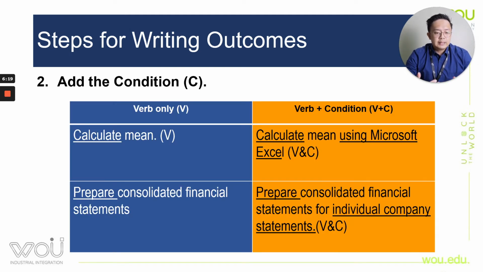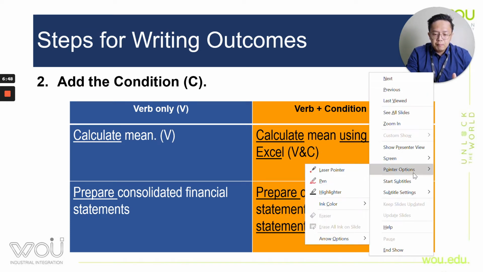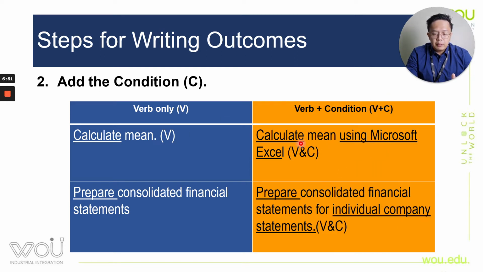So we can look at the examples over here. Calculate the mean: you only have the verb, which is calculate. By having just one component, it will not make the learning outcome good, right? In order to prepare a good learning outcome, you must have at least two components: verb plus condition, or verb plus standard. If you want to go for verb plus condition, V plus C, you can modify the existing course learning outcome into something like this: calculate mean using Microsoft Excel, or calculate mean using a scientific calculator. That will be much better than just having calculate the mean.